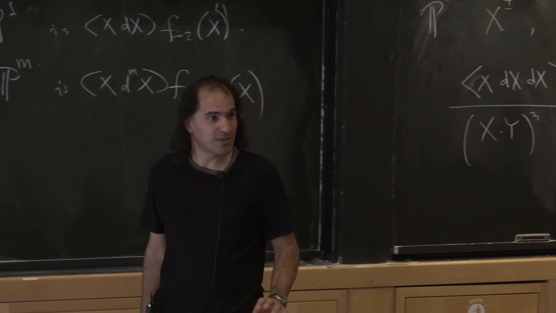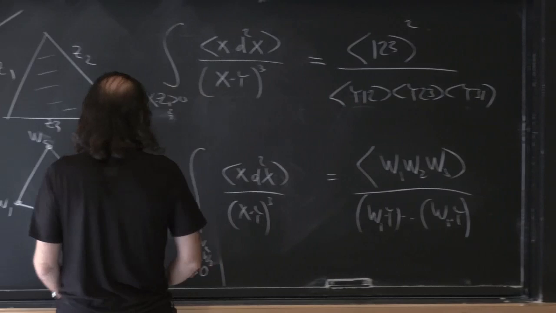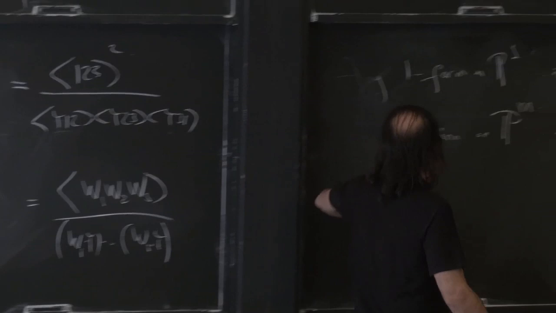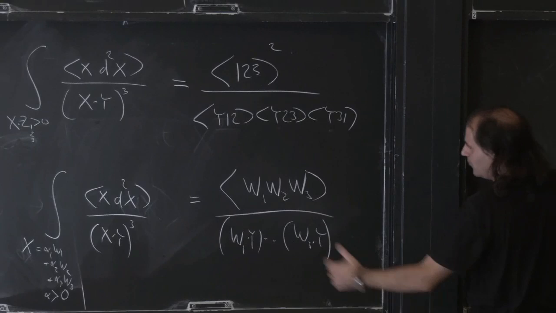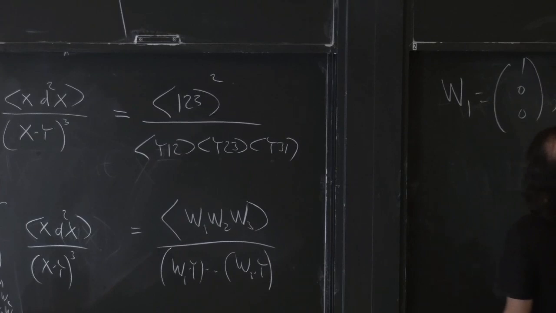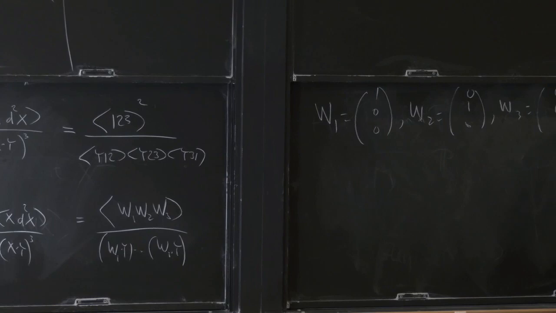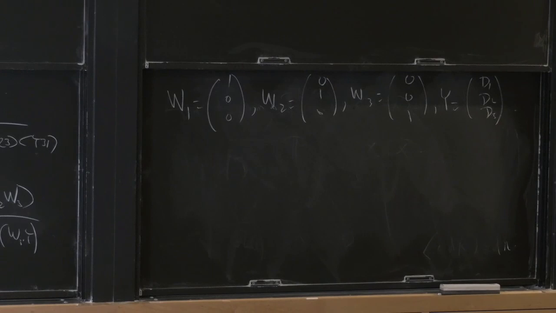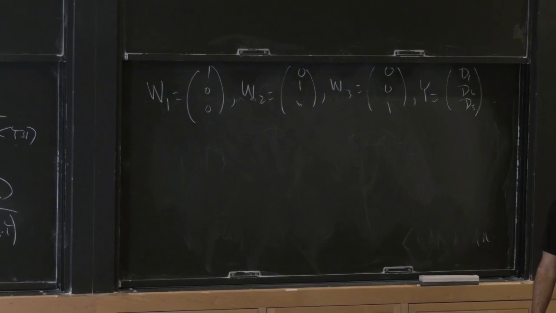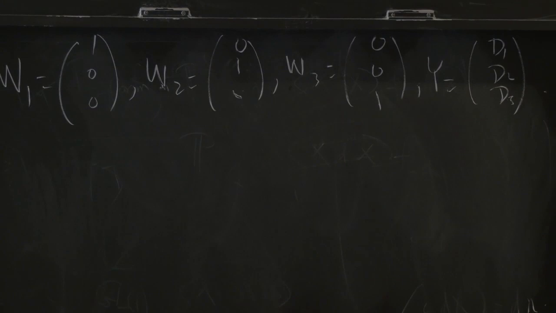All right. I just want to point out that you've actually seen some of these formulas before, even if you may not recognize them. So let's take this second formula as an example. Let me say that I just set W1 to be 100, W2 to be 010, and W3 to be 001, but Y to be D1, D2, D3. So again, this is slightly different than what we normally do because we are now putting data in the line at infinity. Normally we go the other way. We put the line at infinity to some 100. Here we're doing it the other way around.